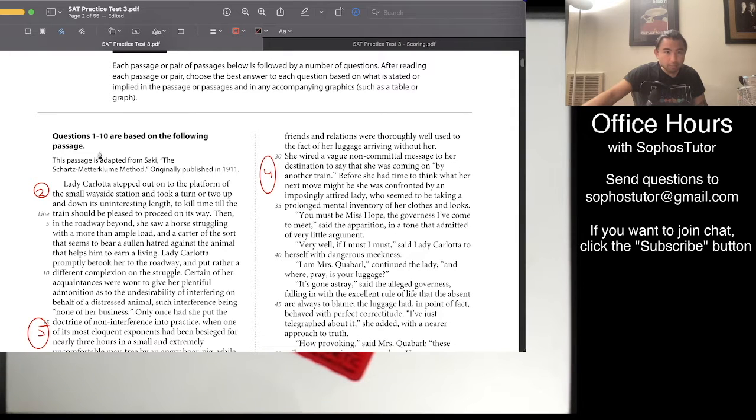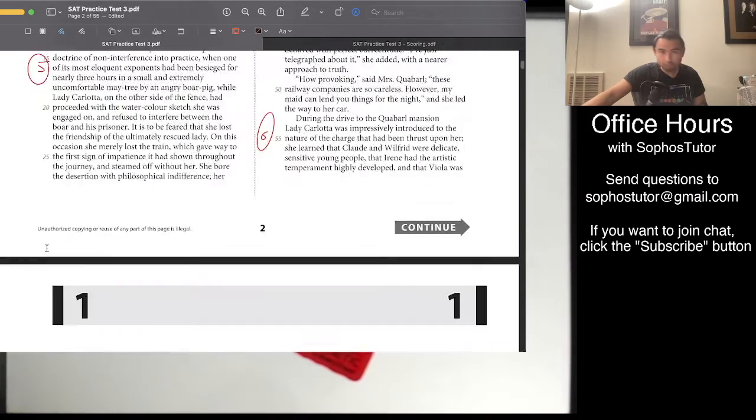This passage is adapted from Saki, The Schartz-Metterklume Method, originally published in 1911. Lady Carlotta stepped out onto the platform of the small wayside station and took a turn or two up and down its uninteresting length to kill time till the train should be pleased to proceed on its way. Okay, so then the sentence here, notice I did not stop until I got to the end of the sentence before I got to the question.